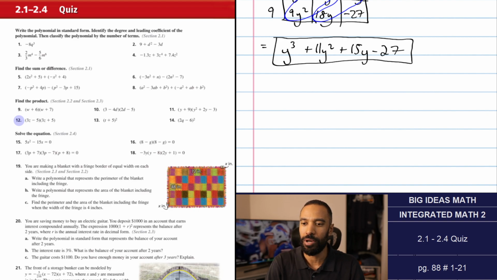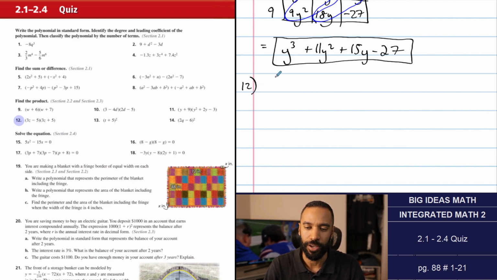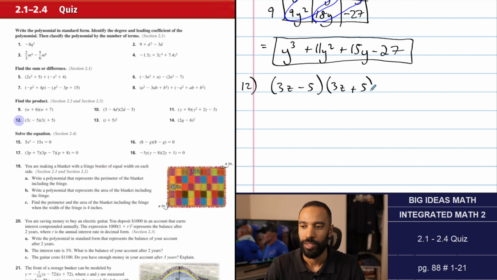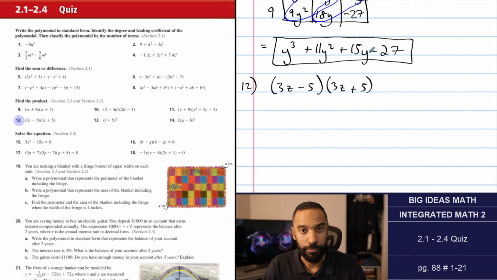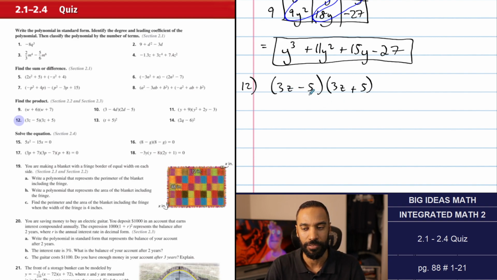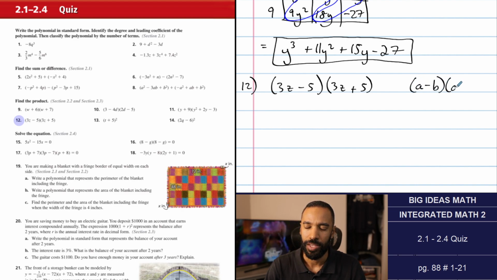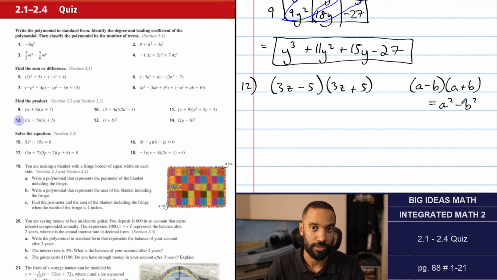Okay, number 12. Now, number 12 is something that you could go ahead and FOIL. We got 3z minus 5 times 3z plus 5. It's not only binomials that you can FOIL. I was saying you can FOIL it because they're binomials, but you don't have to do this by FOILing if you can recognize what kind of situation this is. This is known, and I forget how they say it in the book, I think it's a sum and difference product or something like that, where there's something that's subtracted and the same thing that's added in a way. Subtract the thing, add the thing. And that becomes a squared minus b squared. The result's known as a difference of two squares.